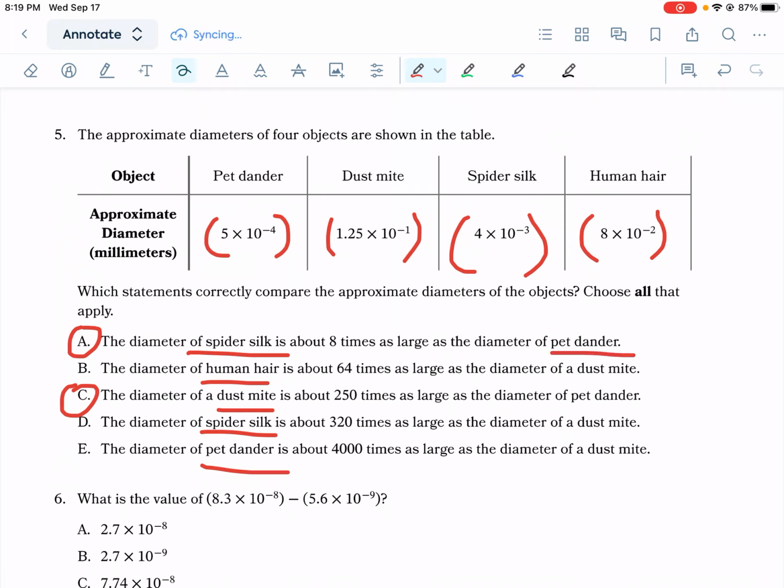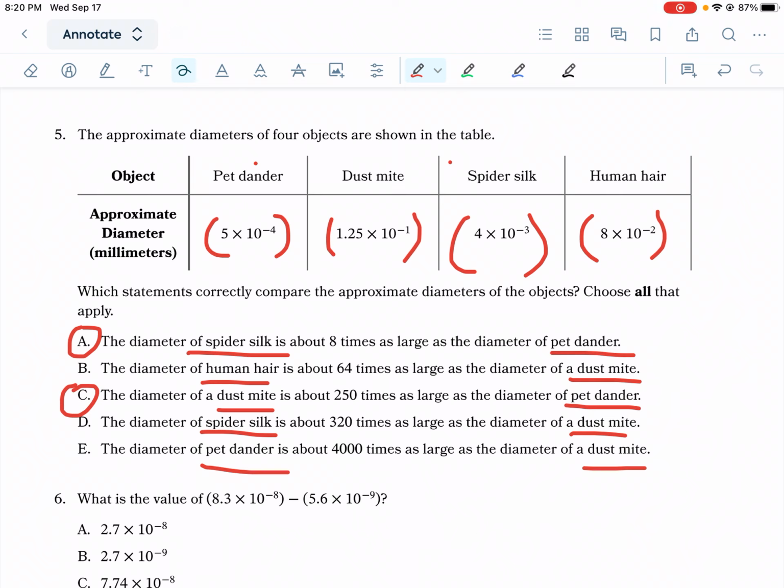So for example, in A, it wants to know if the diameter of spider silk is about 8 times as large as the diameter of pet dander. So if I go to spider silk and I put that in my calculator first, make sure you put in a double parentheses and then divide it by the diameter of pet dander, you should get the result of 8. So that 4 times 10 to the negative 3 divided by 5 times 10 to the negative 4 should result in 8, which it did when I put it in my calculator.